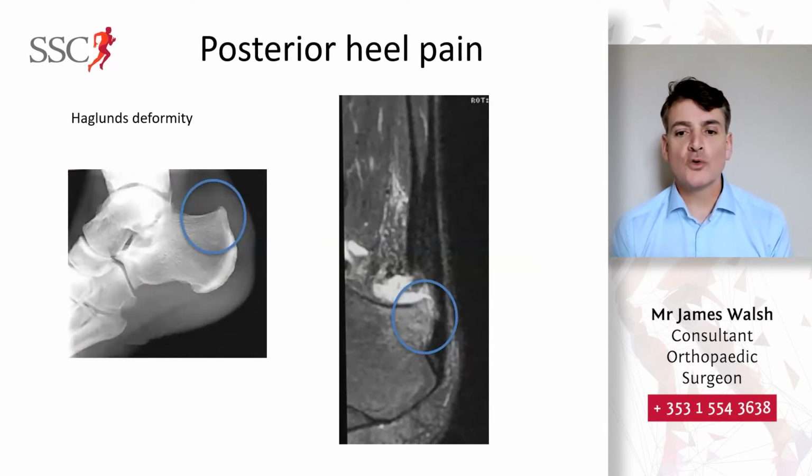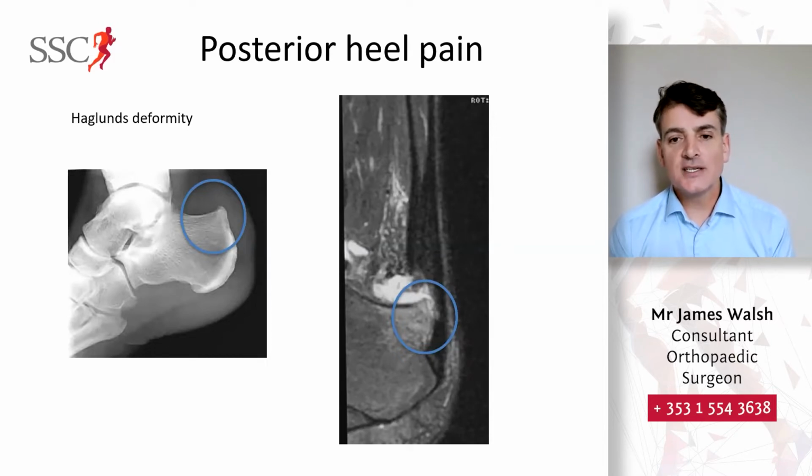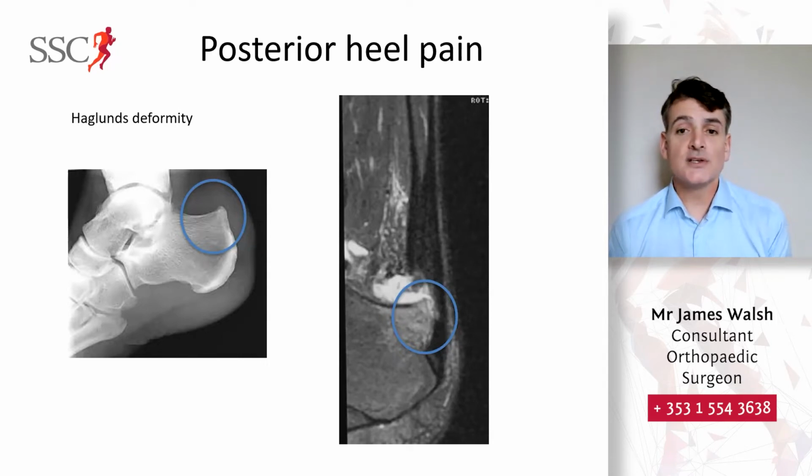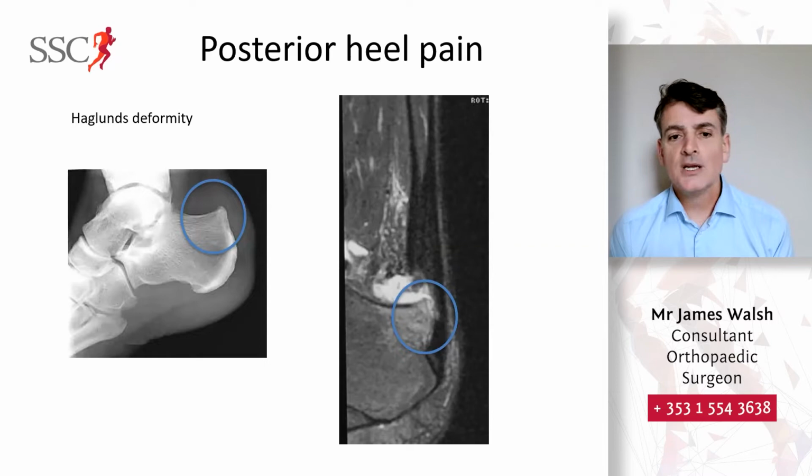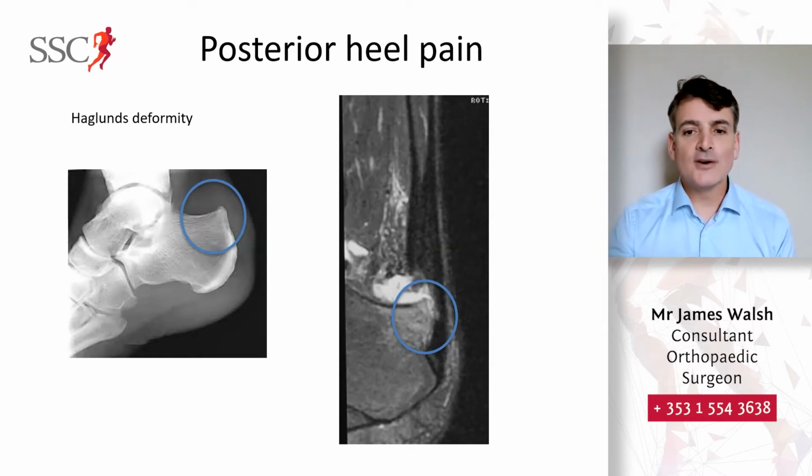You can see this rose thorn appearance of the Haglund's at the back of the heel. And you can see this essentially eroding into the back of the Achilles tendon. And this causes a lot of pain and a lot of difficulty. Typically, these patients won't respond well to physiotherapy. And when they do get to see us, they're really in quite a lot of chronic pain. The treatment for this is primarily surgical.